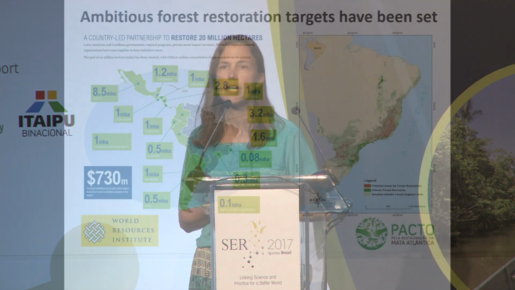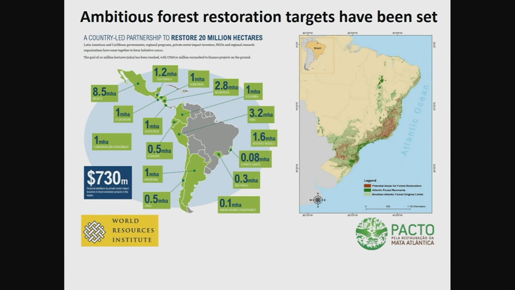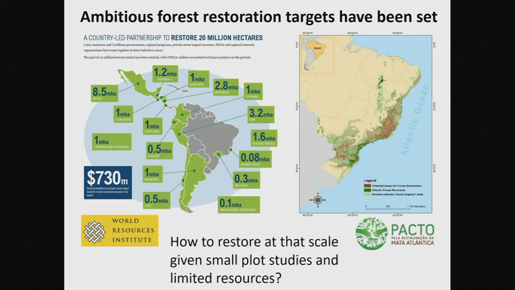So you all know in the audience, and Katie Suding talked about it this morning, that there are ambitious tropical forest restoration targets. There are promises of hundreds of millions of hectares globally, and then other commitments like the 20 by 20 initiative, the Atlantic Forest Initiative in Brazil, that are promising tens of millions of hectares. There's a lot of debate about whether those are practical targets, whether they're all going into forest, so I won't debate that. But the big question is, how do we restore at this scale, given that we have small plot studies and we have limited resources?